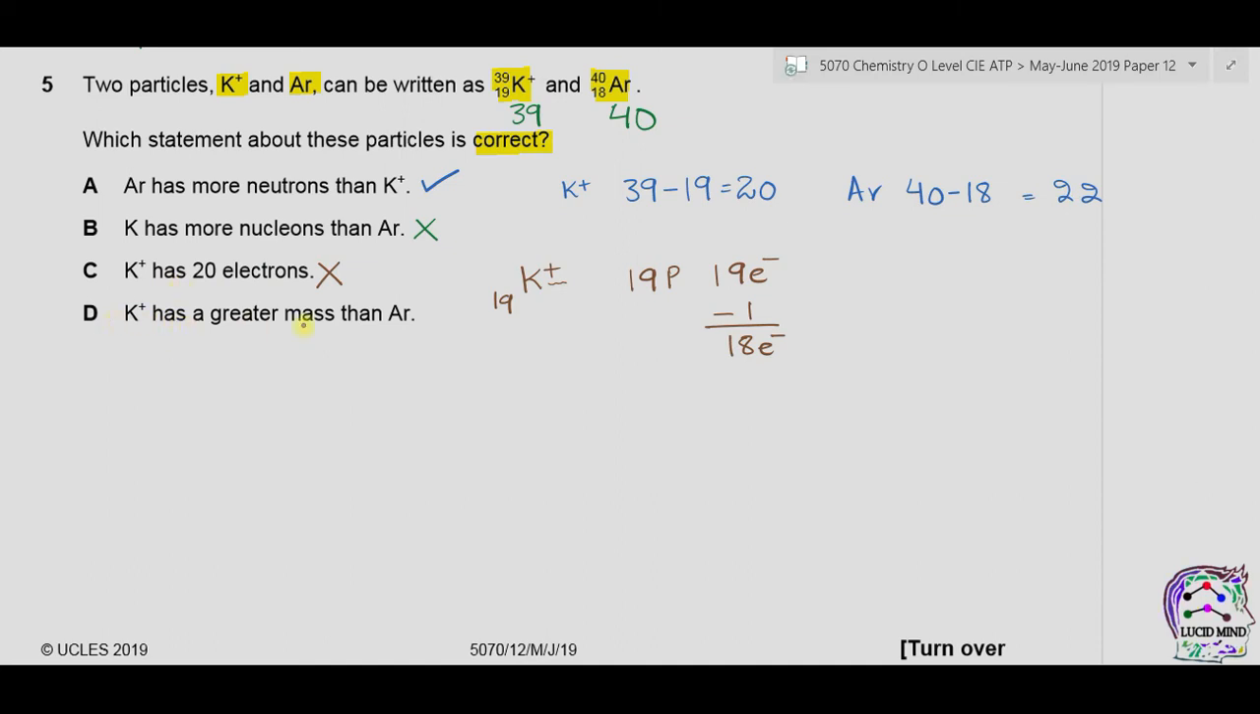D. K positive has greater mass than argon. Now mass depends on the number of protons and neutrons, so it becomes equal to nucleon number. As we can see that the nucleon number of K positive is 39 while that of argon is 40, therefore argon has greater mass as compared to K positive. So D is incorrect. Correct answer is therefore A.